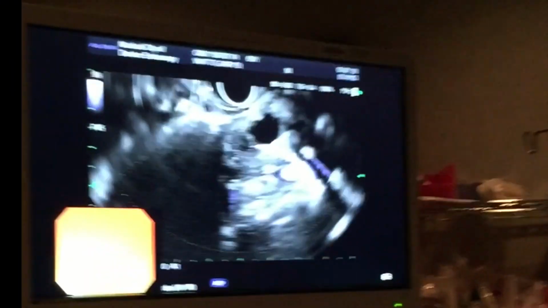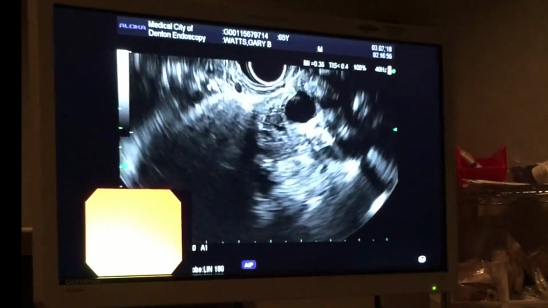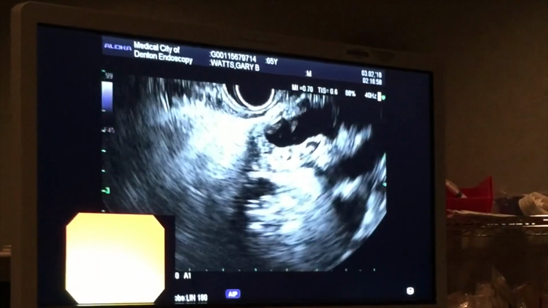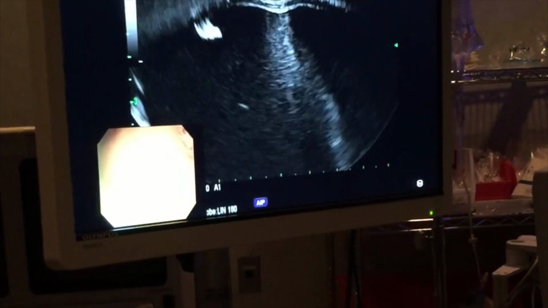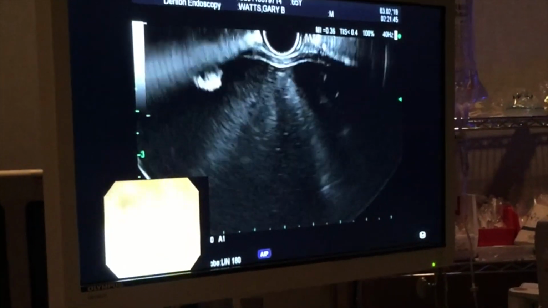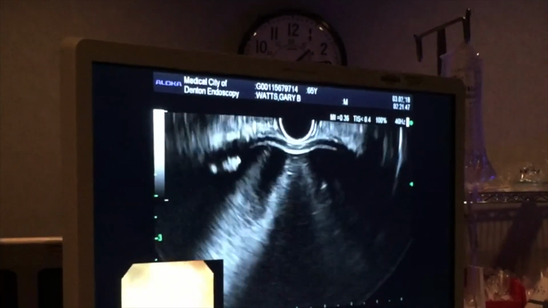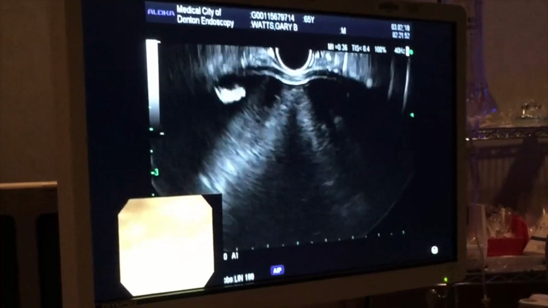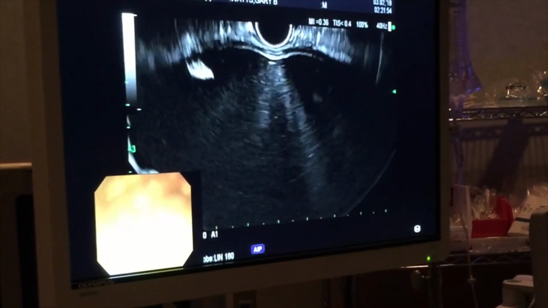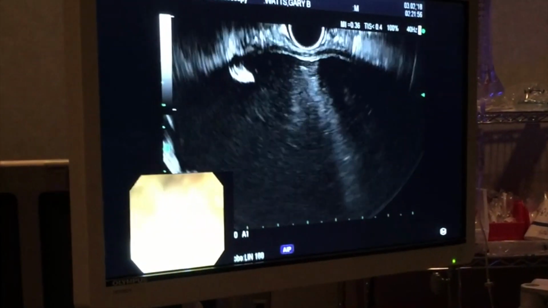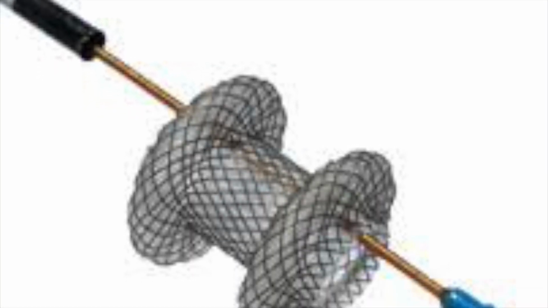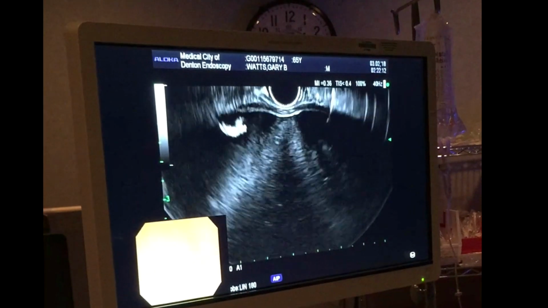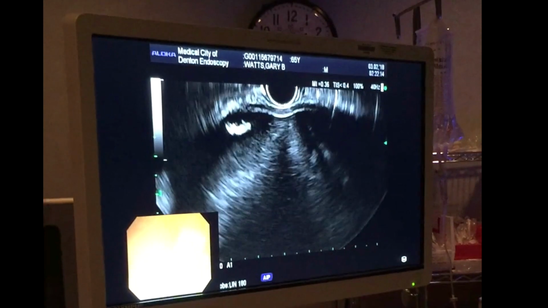On this current video on the screen, there is a very dilated pancreatic duct which is being obstructed by the large pseudocyst. As you can see, there is some debris in that pseudocyst, which is quite large, just below the transducer. Axios stent was planned and executed.